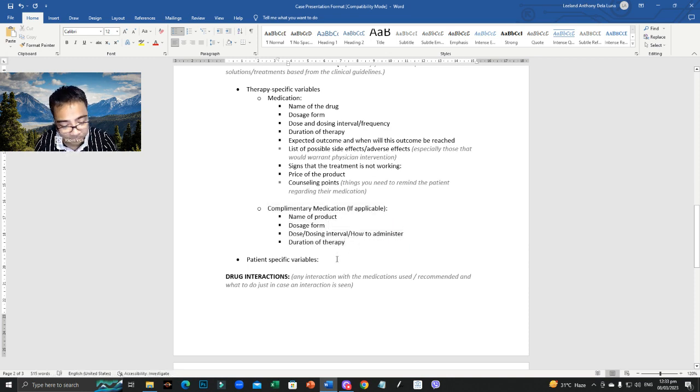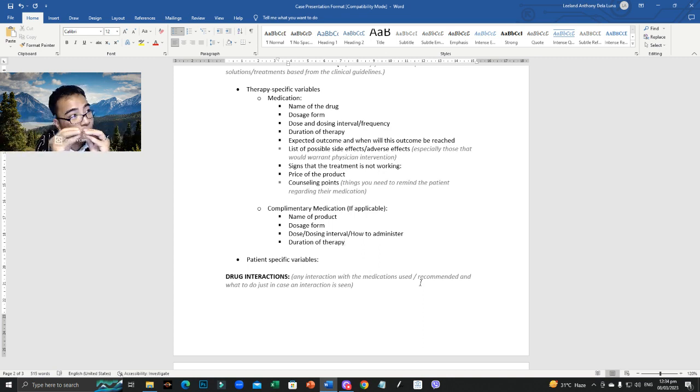Right? Then, patient-specific variables, kung may mga hindi ako nabanggit dito na kailangan pang-treatment ng patient natin. Right? And then lastly, class, consider the drug interaction. Okay? Here, class, any interaction with the medications used or recommended and what to do just in case an interaction is seen. So, if you see a possible drug interaction, let's say, for example, isa sa mga nakita niyong problem would be sa existing medicines niya. Okay? Pwede mag-interact sa mga isasuggest na medicines. Alright? So, you have to recommend what to do just in case you find a drug interaction.